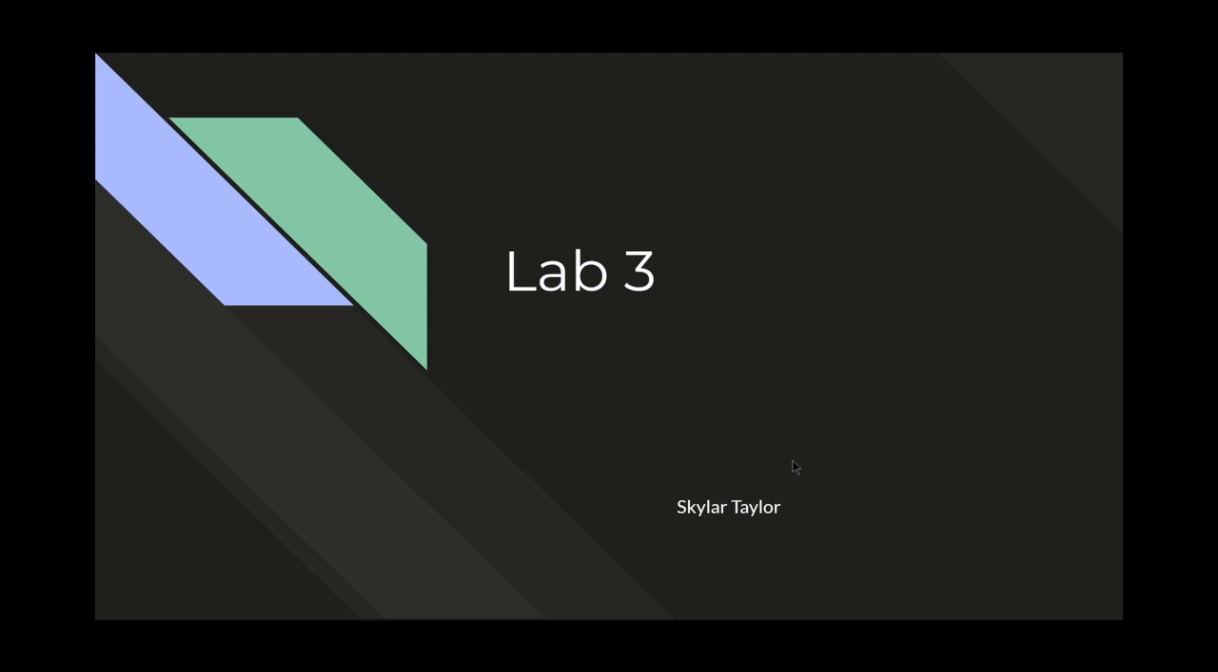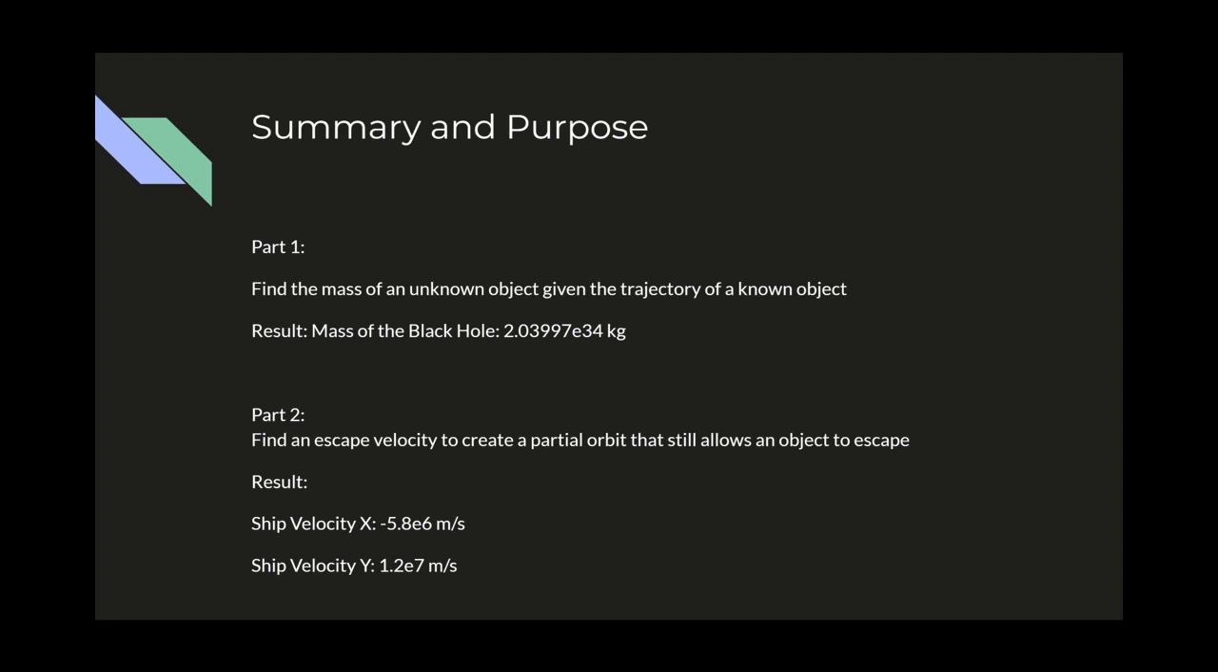Today we will be simulating the motion of objects caught in the gravitational pull of a black hole using Newton's second law. In the first part of this lab, we will estimate the mass of a black hole after being given the trajectory of the star that is orbiting it. In part 2, we will create a black hole for the orbit of a spaceship that will allow the object to still escape from the orbit of the black hole. The results from both of these parts are shown here.